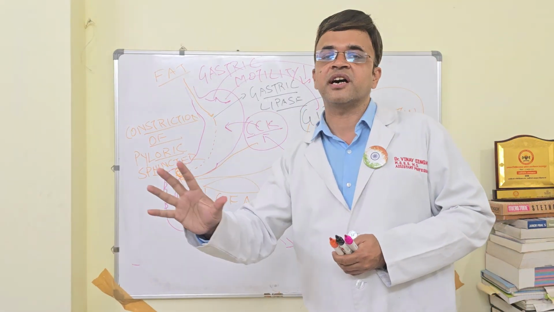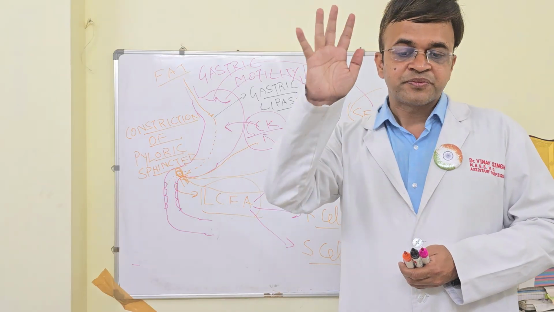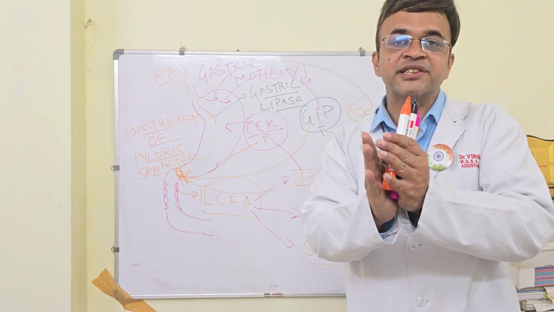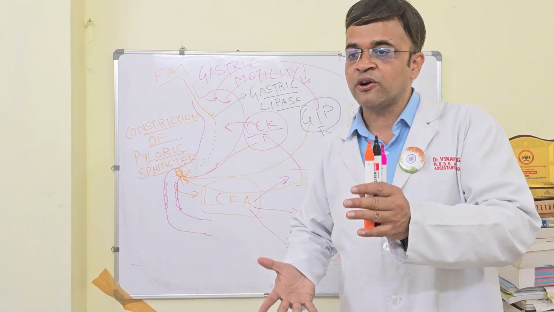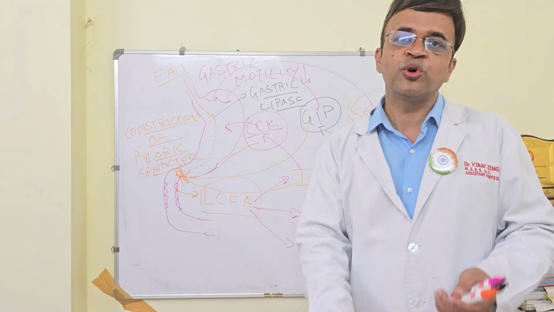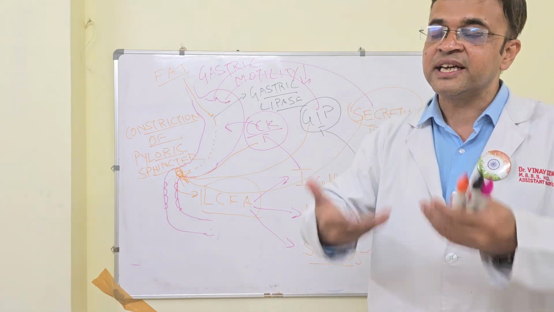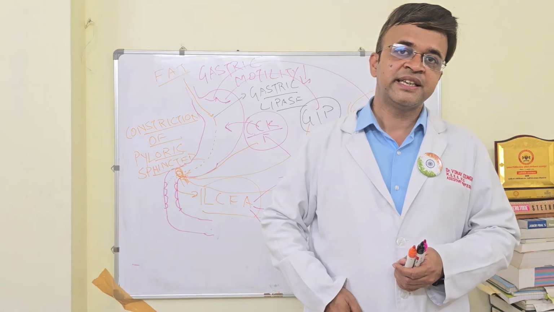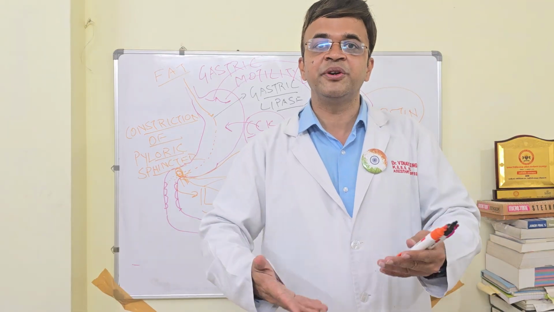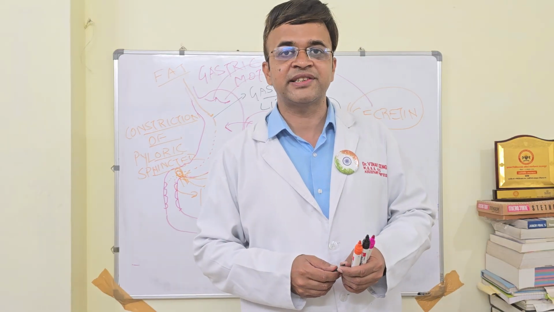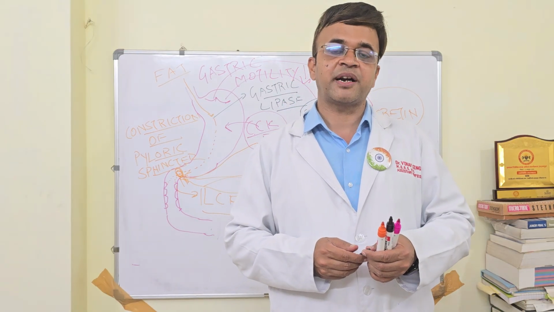And all these three hormones have one thing in common, that they are going to inhibit the gastric motility and they are also going to constrict the pyloric sphincter, and both these actions will delay the gastric emptying of fats. So hopefully this video has helped you in understanding why gastric emptying of the fats is delayed compared to carbohydrates.